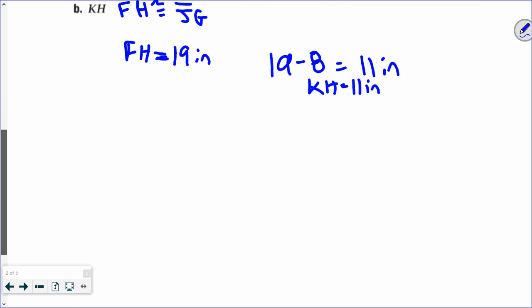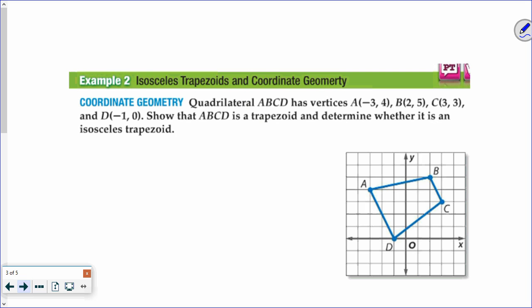All right. So let's continue. Isosceles trapezoids and the coordinate plane. So quadrilateral ABCD has vertices A, B, C, and D at their respective points that are plotted here. Show that ABCD is a trapezoid and determine whether it is an isosceles trapezoid.